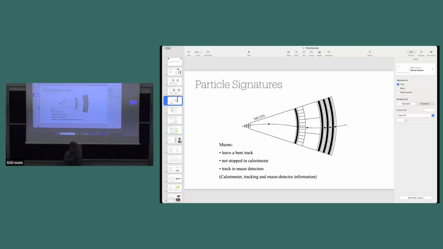And then for a muon, as we mentioned, because it doesn't have the strong interactions, but it does have the electromagnetic ones, and because it's so much heavier than the electron, it will barrel through the detector and leave a minimum ionizing signature everywhere in the tracker, the calorimeter, and the muon spectrometer.